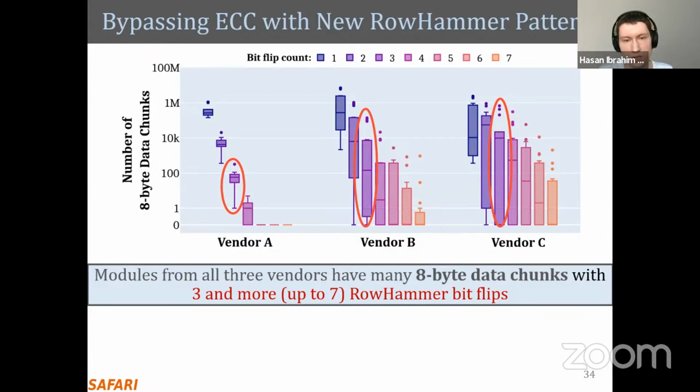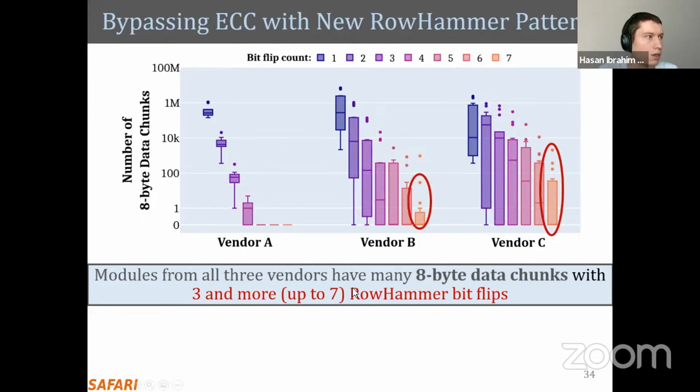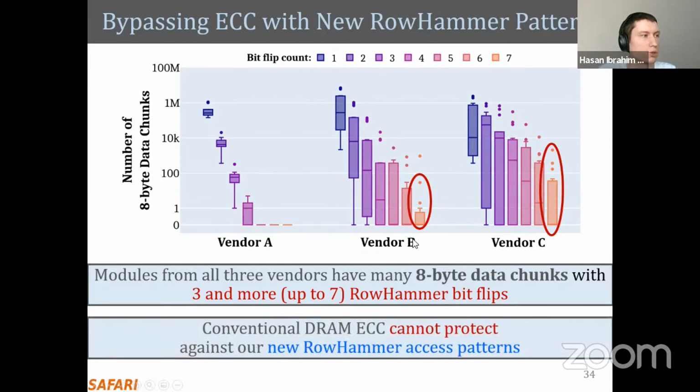And this is why in DRAM systems, system designers or DRAM vendors mostly use simple ECC schemes that can correct 1 symbol or 1 bit error and can detect 2 symbols or 2 bit errors. Okay, and here you can see that we see up to 7 bit flips in these models from vendor B and C. Here is the conclusion: conventional DRAM ECC cannot protect against our RowHammer access patterns.